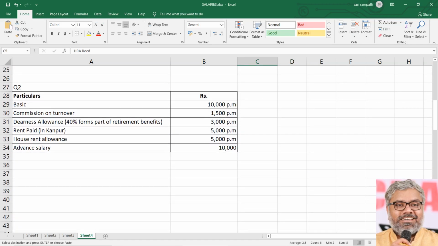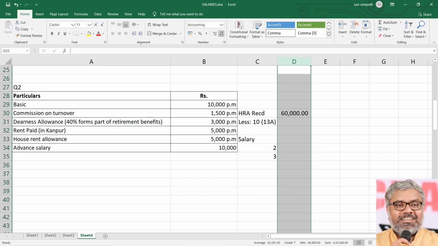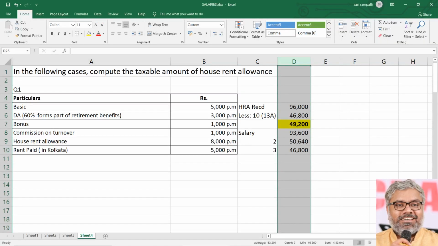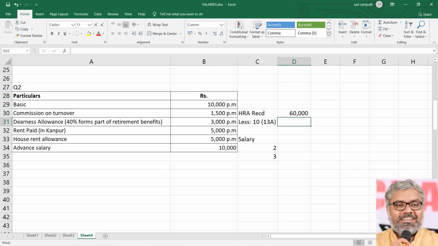So let us quickly go through them. Question number 2. Once again, the actual HRA received is 5,000 rupees per month. That means annually it is going to be 60,000 rupees per annum. So 60,000 rupees is the actual HRA received per annum.